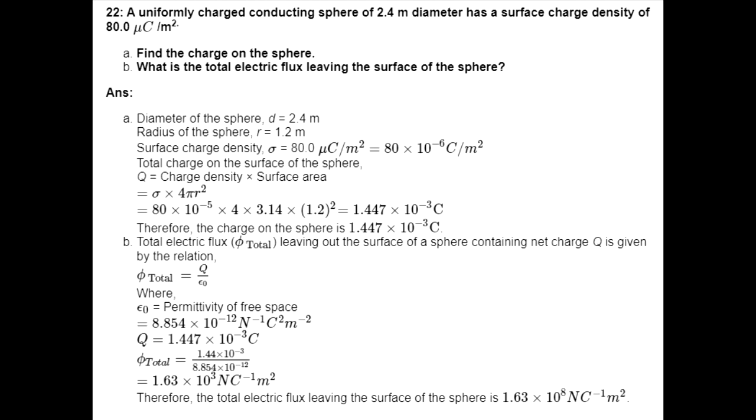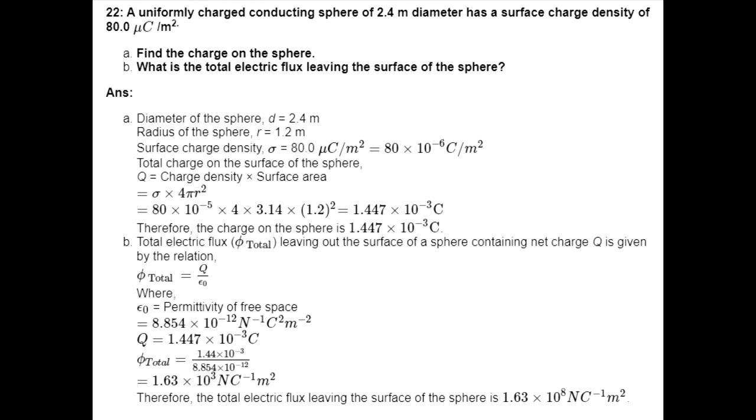Surface charge density sigma is 80 × 10^-6 coulomb per meter square. The total charge on the surface of the sphere, Q, is equal to charge density into surface area. So it is sigma into 4 pi r square. Putting the values, you get 1.447 × 10^-3 coulomb.